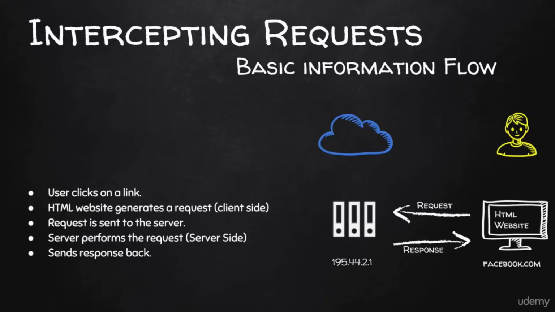Now, before we dig any deeper into how to exploit and discover vulnerabilities, I'd like to pause and just go back for a second and see what exactly happens when a user clicks on a certain link. So let's say you're browsing a website and you click on any link on that website. What happens? So we have the client side. This is the computer with the HTML website that is displayed to the user.